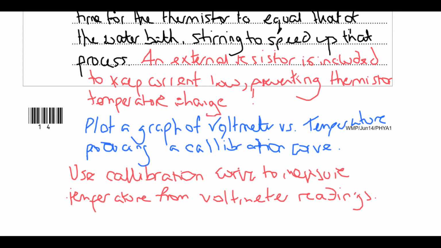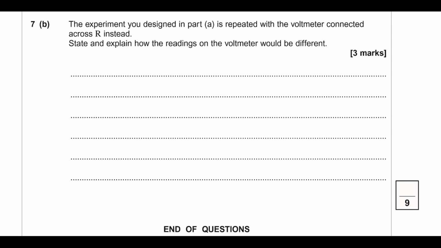Okay, so let's hurriedly go on to the next question. The experiment is repeated with the voltmeter connected across R instead. State and explain how the readings on the voltmeter would be different. So as temperature increases, thermistor resistance would decrease, meaning the circuit current would increase. That's my first thing.